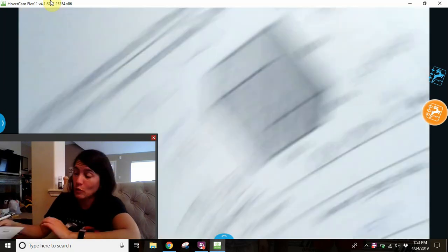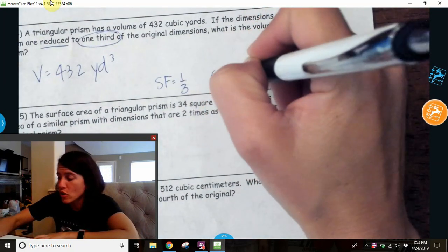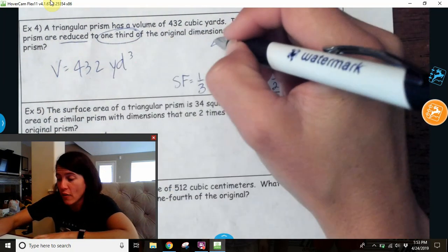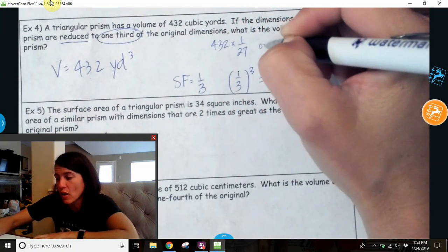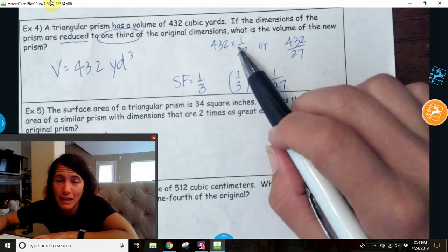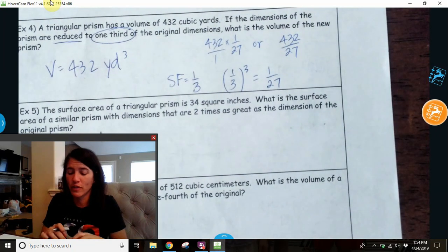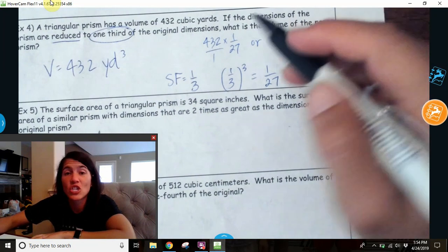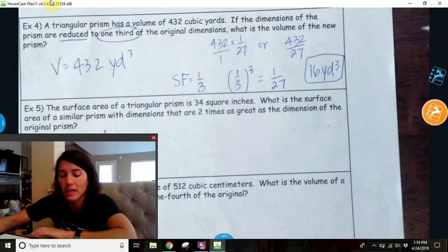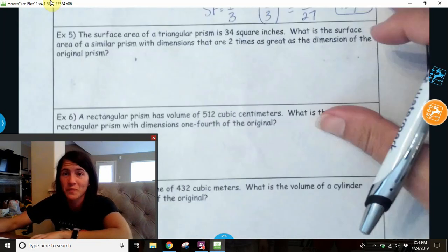So again, if it's volume, you can go back and look. If it's volume, we use the scale factor cubed. So 1/3 cubed is 1/27. And now you have 2 choices. You could say 432 times 1/27 or 432 divided by 27. It's the same mathematically, because you could put that over 1. Or you could just go ahead and divide 432 by 27. So the volume of the new prism will be 16 cubic yards. And again, I use the scale factor cubed because this was volume.